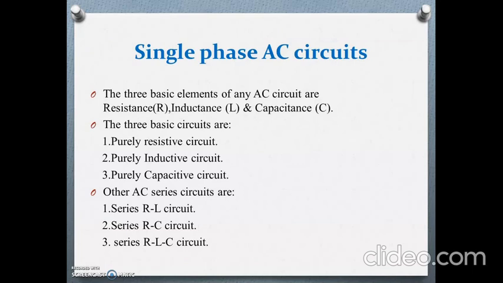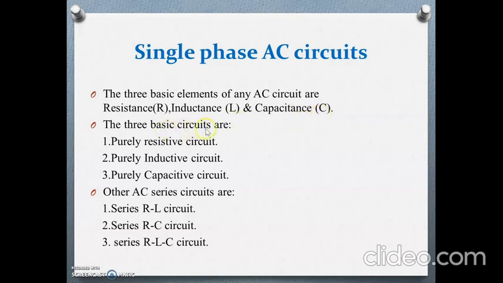Before going into detail, we will discuss some basic terms about circuits. Single phase AC circuits consist of three basic elements. One is resistance, denoted by capital R, inductance, denoted by capital L, and capacitance, denoted by capital C.